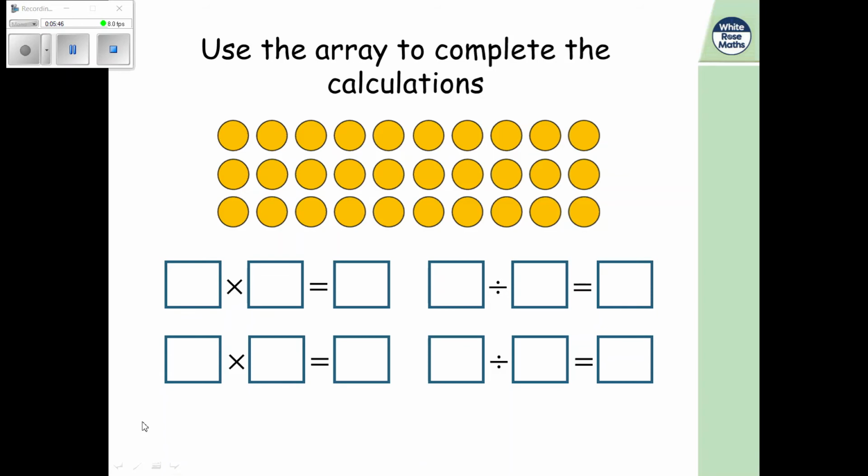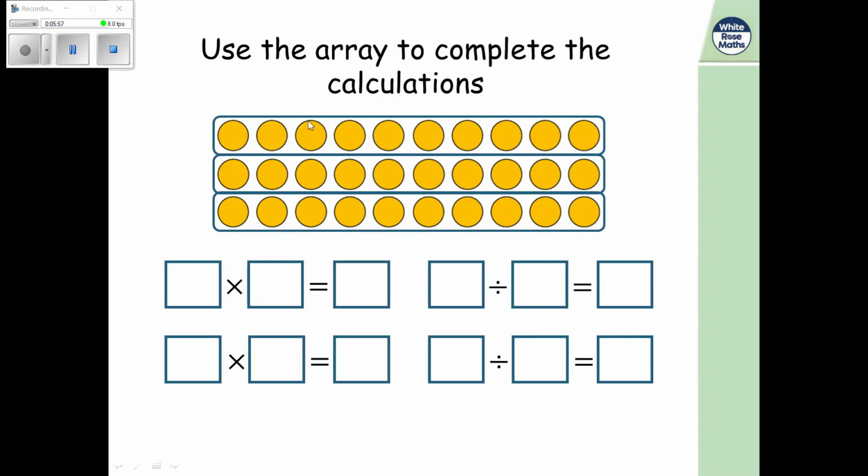So pause here, use this array to complete the calculations, very similar to what we've just done there as well. So first of all, we're going to look at our rows, and I'm going to circle them for you now. So there is 1, 2, 3, 4, 5, 6, 7, 8, 9, 10 in each row. So I have 3 lots of 10 equals 10, 20, 30. Well done. So now the division calculation must be the biggest number, 30.